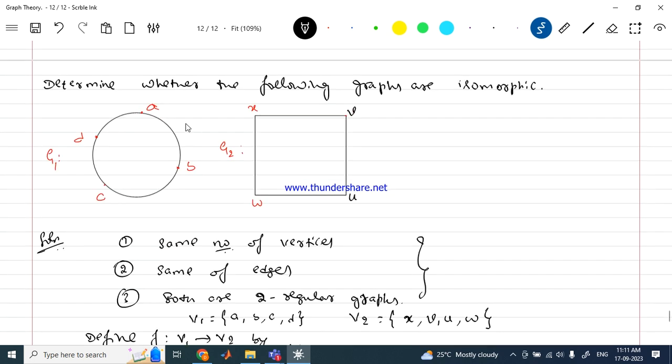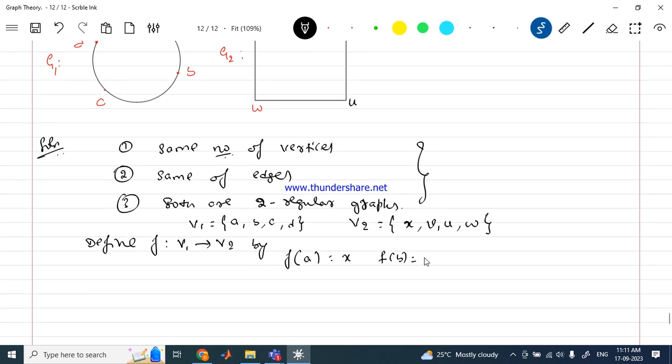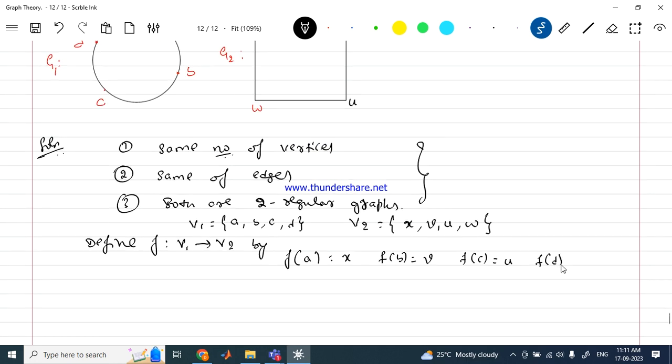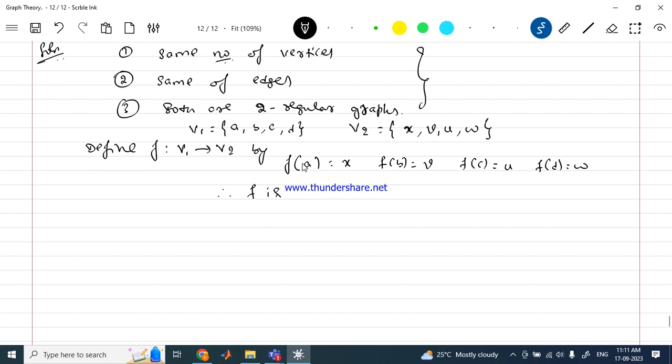Please take care of the vertex adjacency. When you are defining this, you should define it in such a way that vertex adjacency is preserved. f of A is X, f of B is V, f of C is U, and f of D is W. You can clearly note that f is a one-to-one correspondence. How do you know this? Every element of V1 has a unique image and every element of V2 has a unique pre-image. That's enough. So f is a one-to-one correspondence.